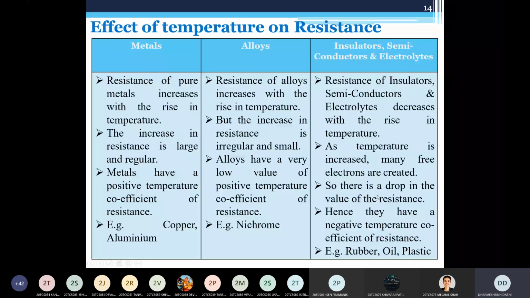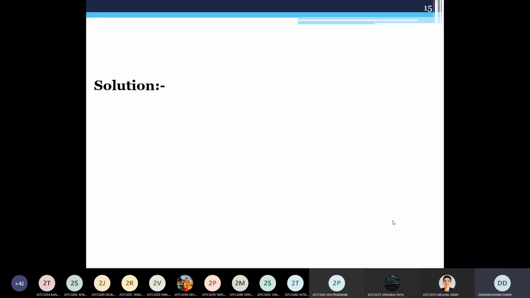So as the temperature increases, what will happen in these materials? Many free electrons are created, so current can easily flow through them. So resistance decreases in these materials. Resistance drops as the temperature is increased. Materials like rubber, oil, plastic all have a negative temperature coefficient of resistance. I hope it is clear to all which materials have positive, negative, and low positive temperature coefficient of resistance. Clear all of you up to this?